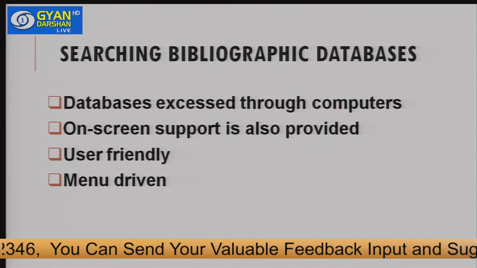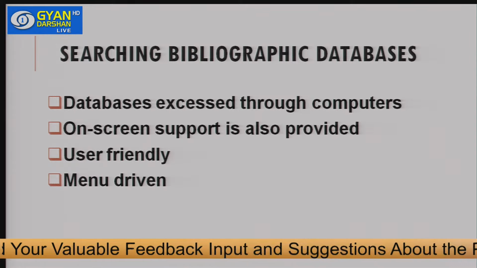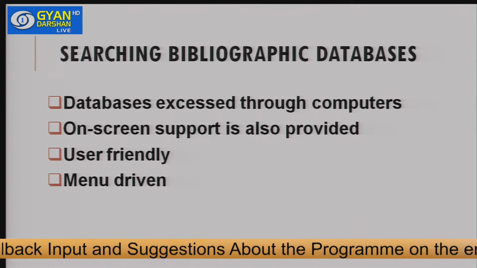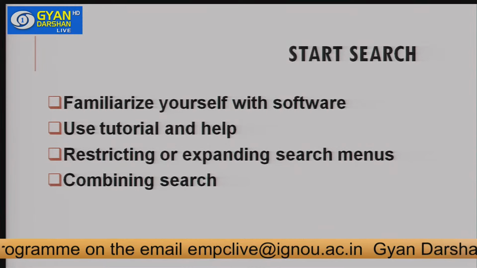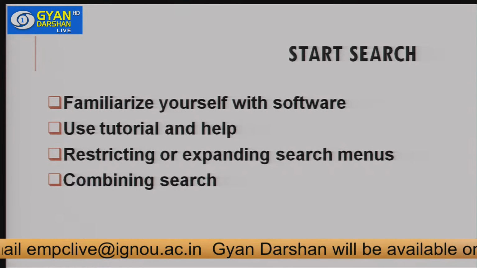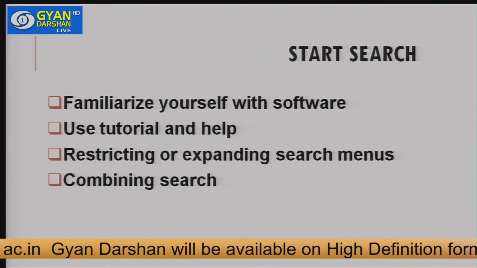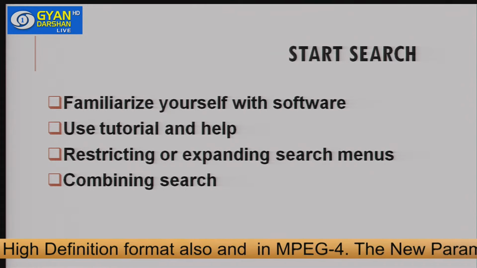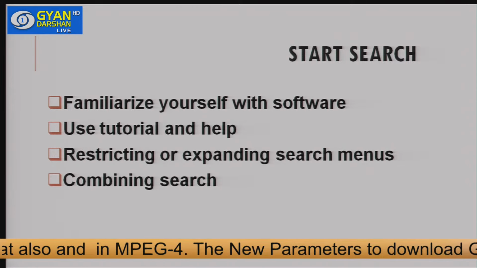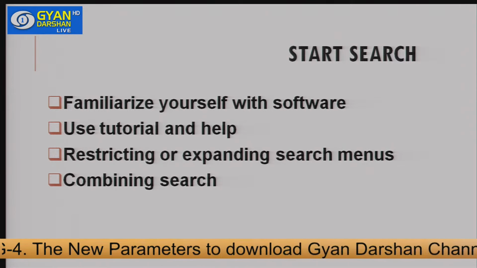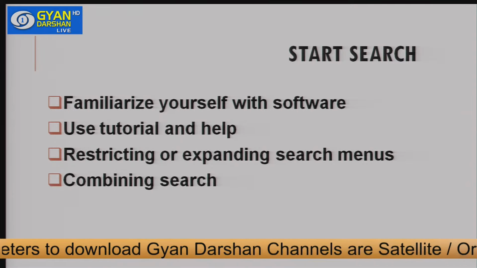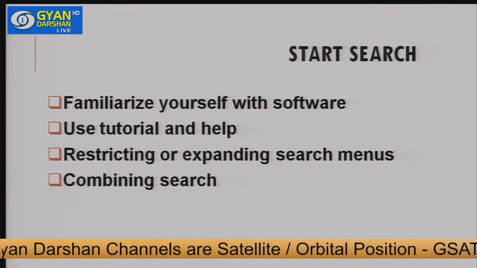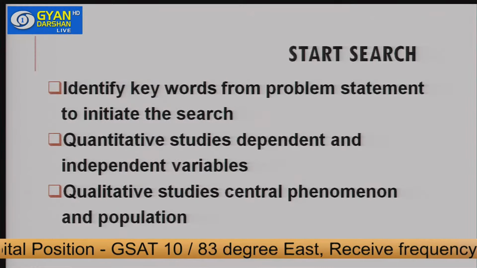On-screen support is also available. They are very user-friendly. Menus are available where you can just put in the options and you will get the studies. You should even use the tutorials available on the sites. Then you should have familiarity with the software, or you can take the help of the librarian or someone to search it. Restrict, as I have already told you, maybe independent and dependent variables, or you can combine the variables and search the studies.